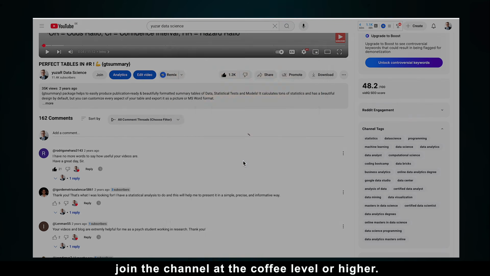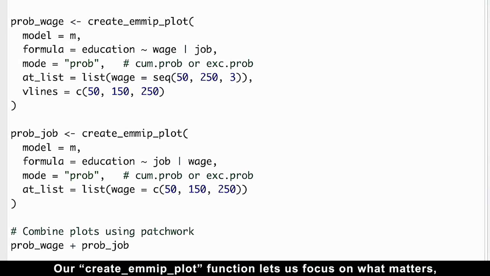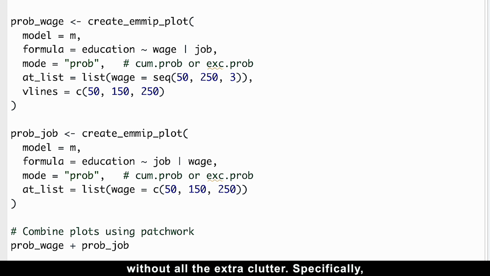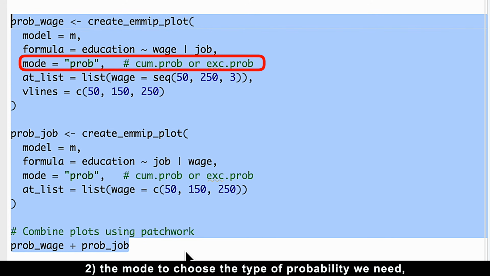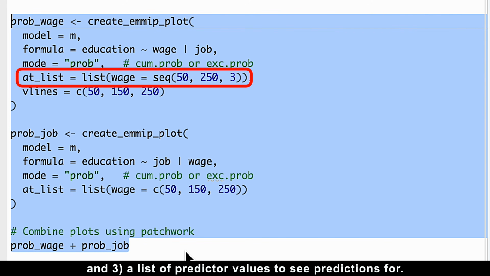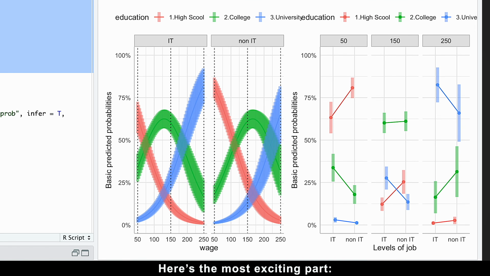Our create emmeans plot function lets us focus on what matters without all the extra clutter. Specifically, it takes the model formula to specify what we want to visualize, the mode to choose the type of probability we need, and a list of predictor values to see predictions for. But here is the most exciting part.